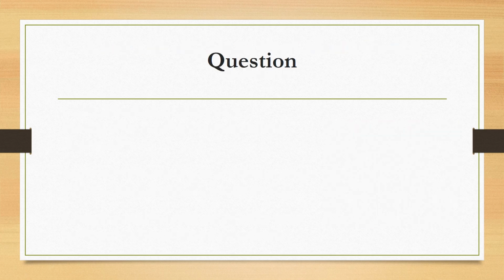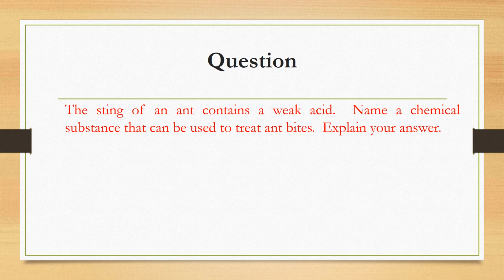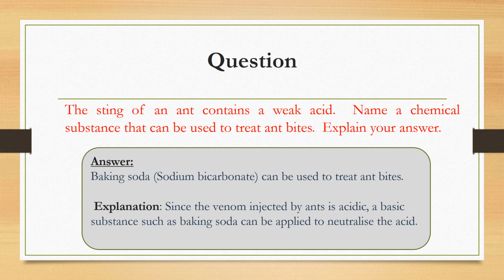Let us apply our knowledge of neutralization reaction to this question. The sting of an ant contains a weak acid. Name a chemical substance that can be used to treat ant bites. Explain your answer. A basic substance, such as baking soda, is used to neutralize the acidic venom. Explanation: since the venom injected by ants is acidic, it is neutralized by applying a basic substance.